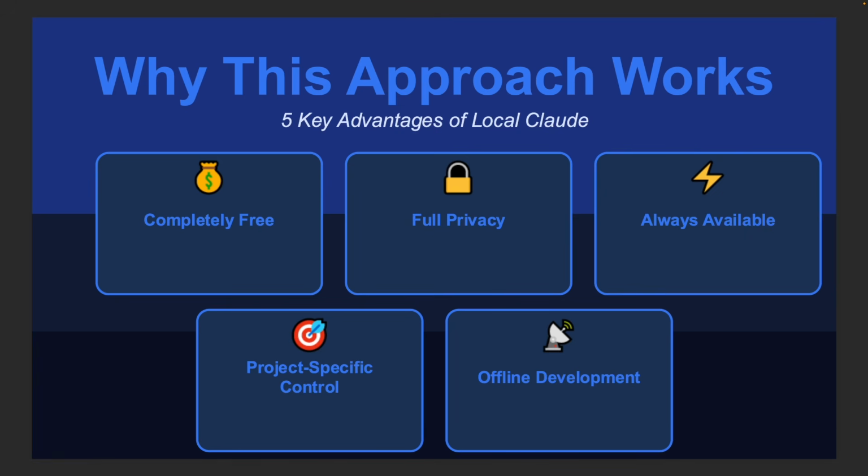The trade-off. Local models like Qwen3-Coder are smaller than Claude Opus. So for extremely complex architectural decisions, you might still want to use Claude's full API. But for 90% of daily coding work, debugging, refactoring, writing functions, documentation, this is genuinely sufficient. That's it. You are now using AI-assisted coding without spending a dollar.